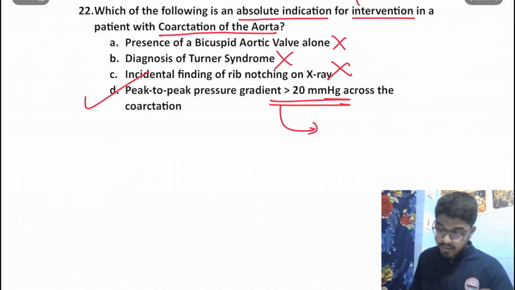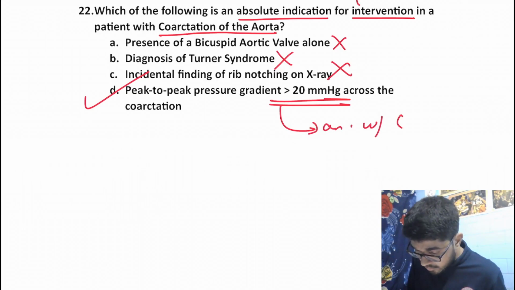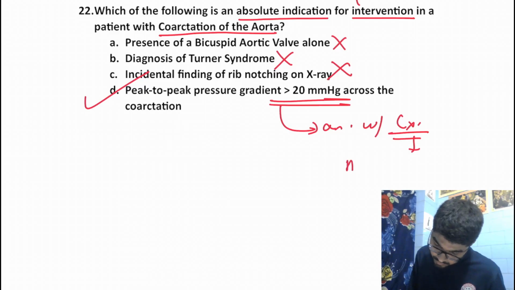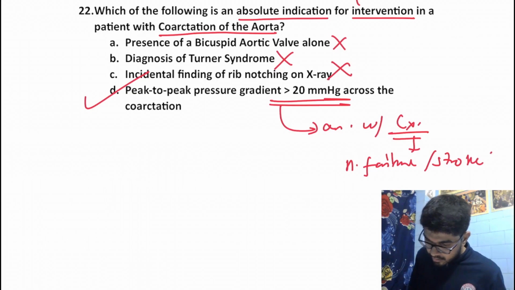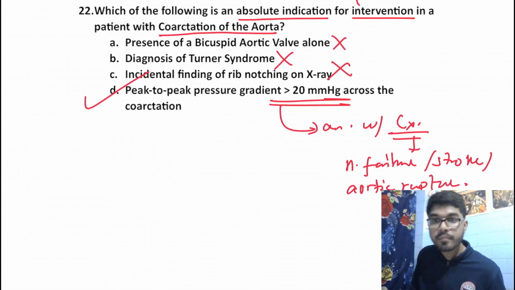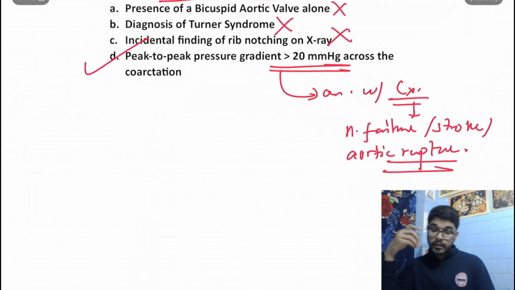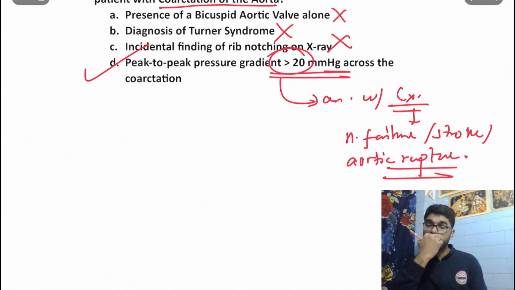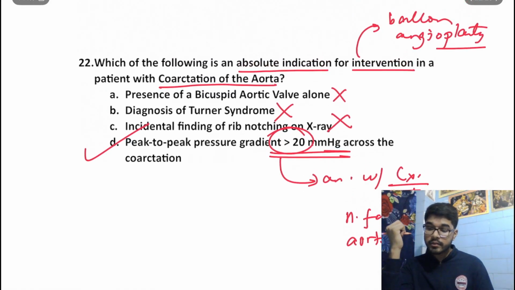Because such a high pressure gradient is associated with complications in the form of heart failure, stroke, and aortic rupture. Okay. That's why whenever the pressure gradient is so high, we would go for intervention, mostly in the form of balloon angioplasty. Okay.